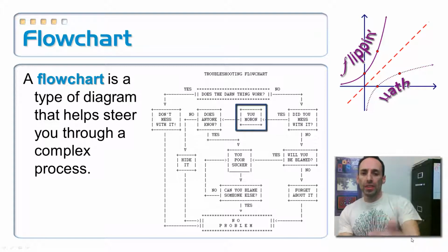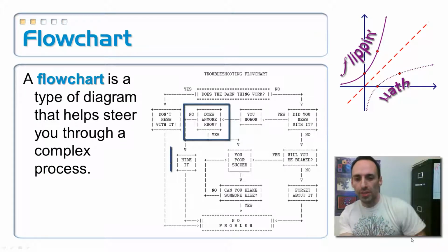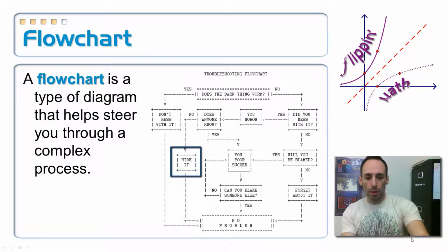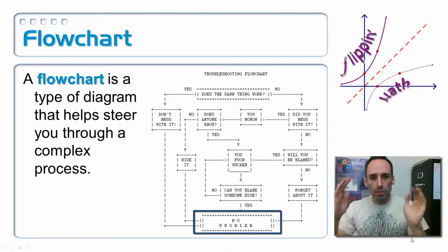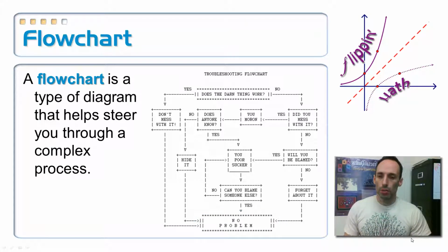And then we keep going: does anyone know? Let's just say that nobody knows about it. So we follow the no. It says hide it. And I keep going, no problem. So you've just solved your problem. And that's what a flowchart will usually help you do.